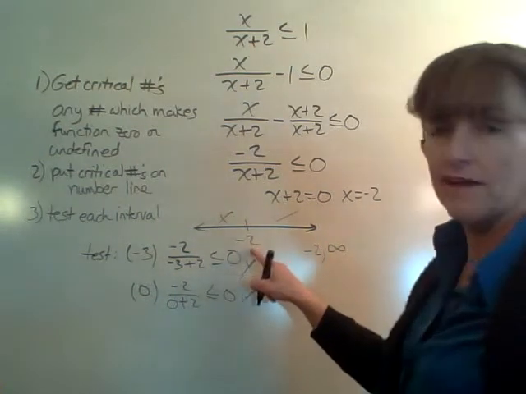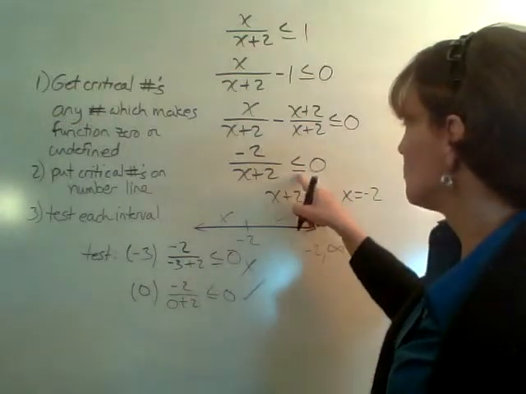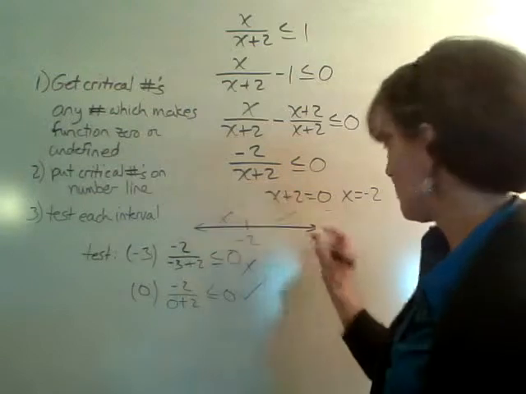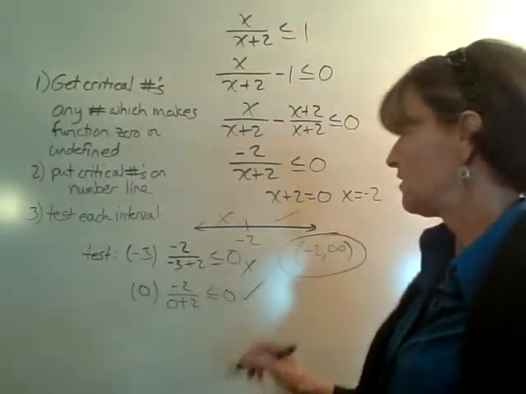Now, can x be -2? Well, it does say less than or equal to, but -2 makes the denominator 0, so no, it can't. And there is my answer.